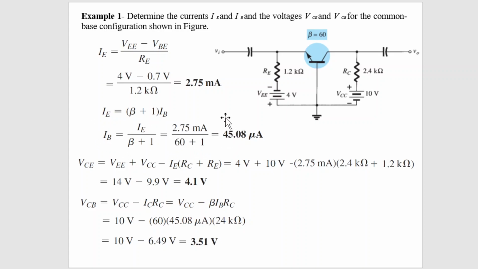That will give the base current equal to 45.08 microampere. If you compare both results, the emitter current is 2.75 milliampere and the base current is 45.08 microampere. So the base current is of the order of 100 times less than the emitter current, because one is nearly milliampere and the other is microampere. That is why we approximated that one can neglect the base current when you write the collector current.